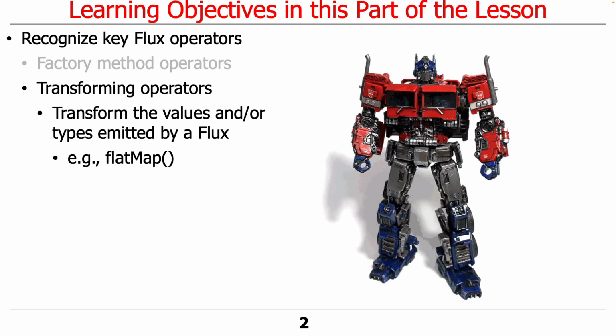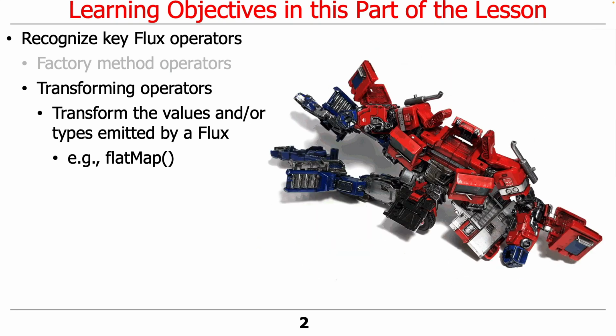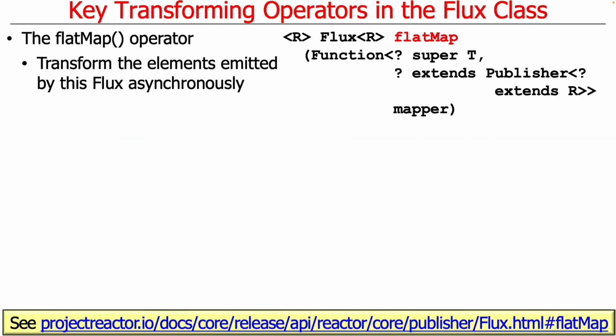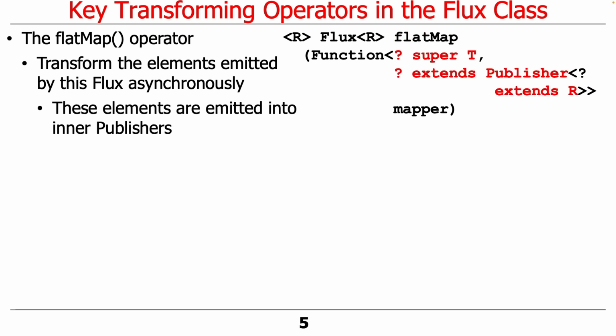And we'll also talk in the next part of this lesson about how flatMap compares and contrasts with map. So let's first start by talking about flatMap in its own right. So what it does is it transforms the elements that are emitted by this flux, typically in some asynchronous way. There's ways of using it that's not asynchronous, but it's very commonly used in an asynchronous context.